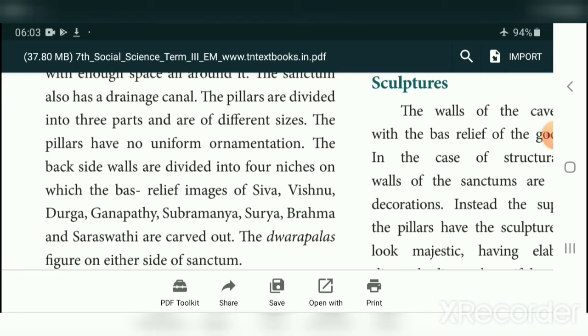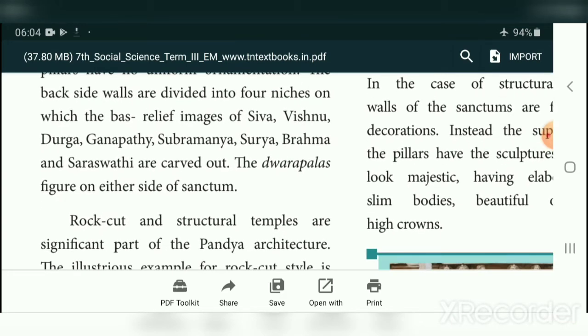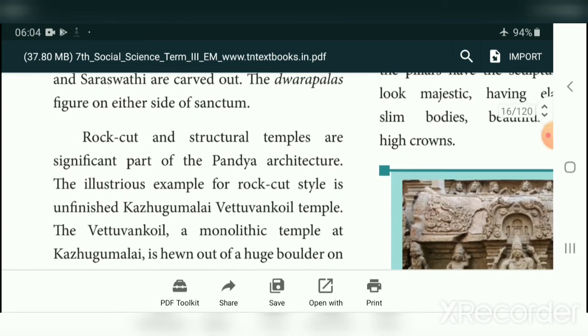The backside walls are divided into 4 niches on which the bas relief images of Shiva, Vishnu, Durga, Ganapati, Subramania, Surya, Brahma and Saraswati are carved out. The Dwarapalakas, that is the gatekeepers, also appear on either side of the sanctum.